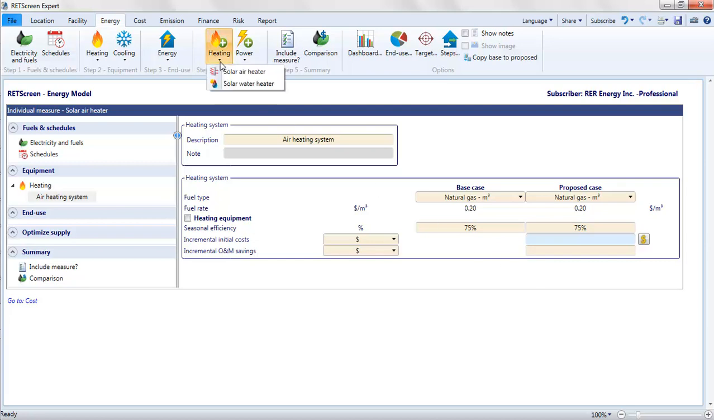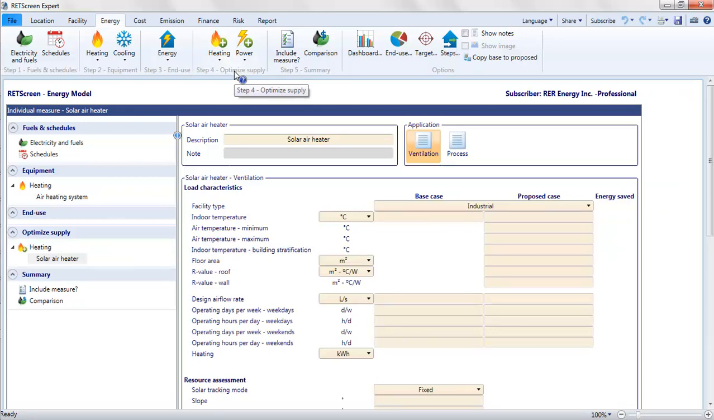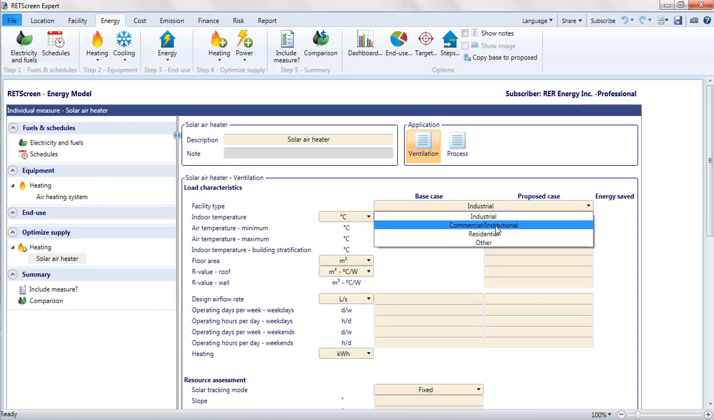Next, I will add a solar air heater from step 4, Optimize Supply. For the facility type, I'll have to choose industrial here. In a commercial, institutional, or residential building, a constant flow rate is maintained through the solar collector. And if the temperature of the air exiting the collector is too low, heat is added, for example, by a gas-fired heater. In this manufacturing facility, in contrast, an industrial system is used.